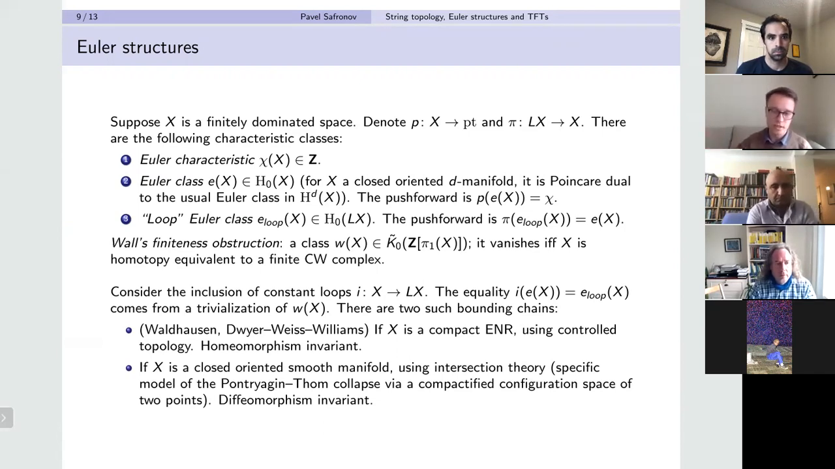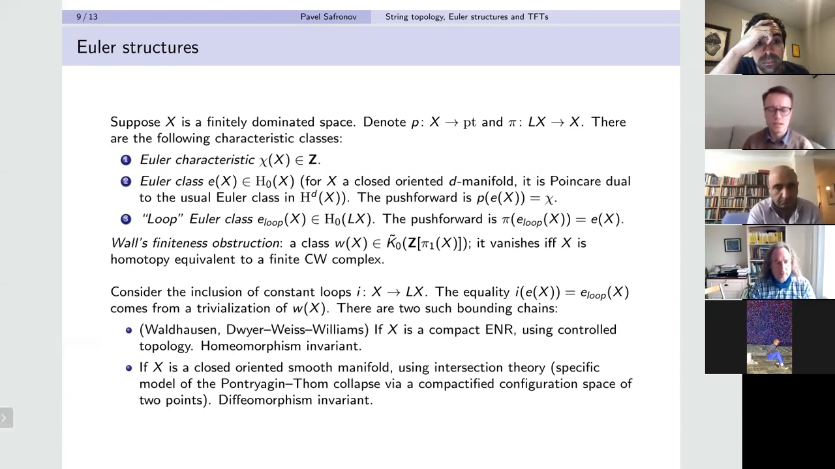If you push forward the zero chain to the point, you just get the Euler characteristic. So this is a kind of refinement of the usual Euler characteristic. Okay, so this is the second level, and finally you can lift it all the way to the loop space. So there's a loop version of the Euler class, and this is a zero chain on the loop space. And again, if you push it forward to X, you recover this Euler class on X, and if you push it forward all the way to the point, you get the Euler characteristic. Okay, so there are these three levels of the Euler characteristic.